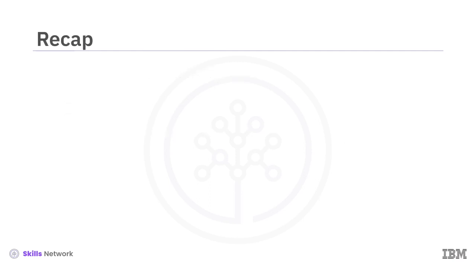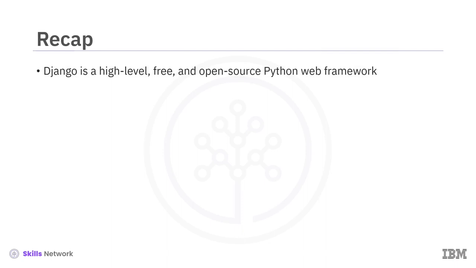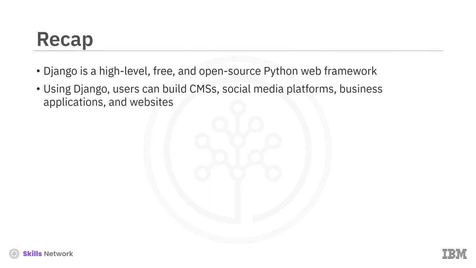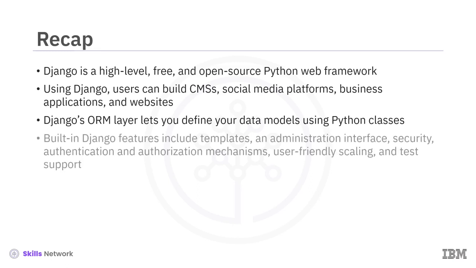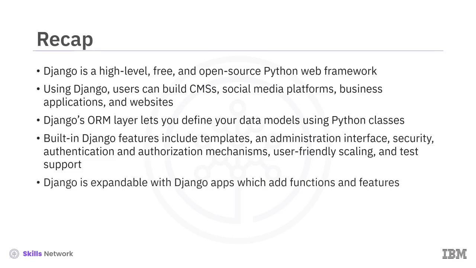In this video, you learned that Django is a high-level, accessible, and open-source Python web framework. Using Django, users can build content management systems, or CMSs, social media platforms, business applications, and websites. Django's Object-Relational Mapping, or ORM layer, lets you define your data models using Python classes. Built-in Django features include templates, an administration interface, security, authentication and authorization mechanisms, user-friendly scaling, and test support. Django is expandable with modules, or Django apps, or packages, which add functions and features.